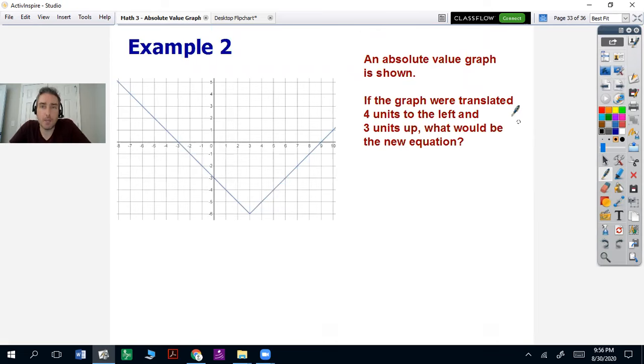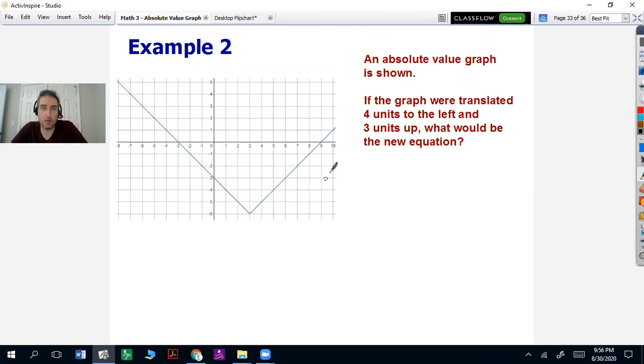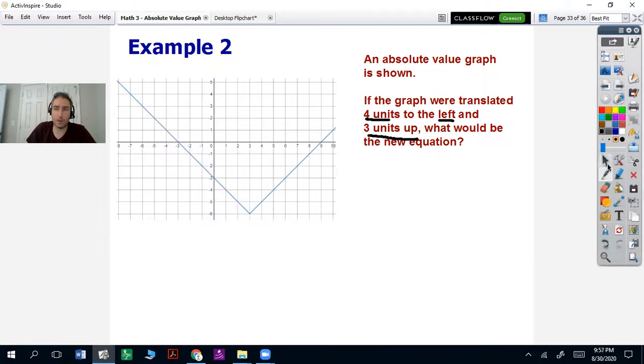So this graph has a transformed graph already. Notice it's not the parent function. It's going to be down here. And we want to come up with the new equation if we were to transform that graph 4 units to the left and 3 units up. So let's plot it on here. Where's that going to be? Let's figure out where we start.